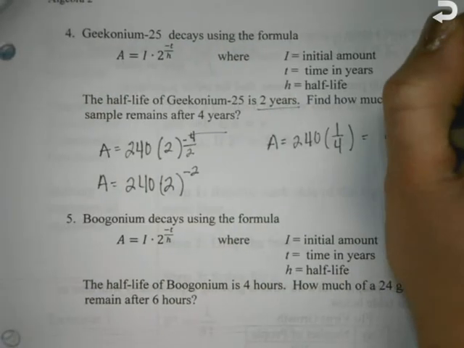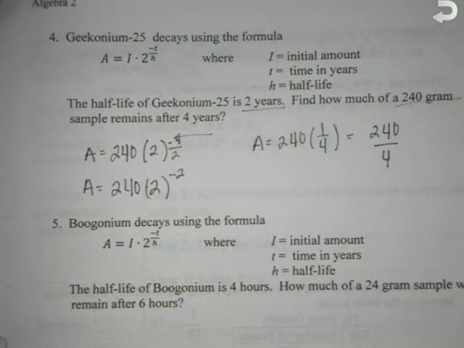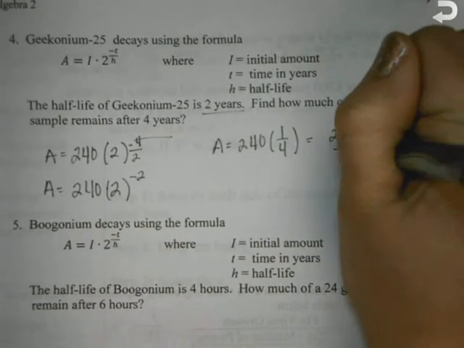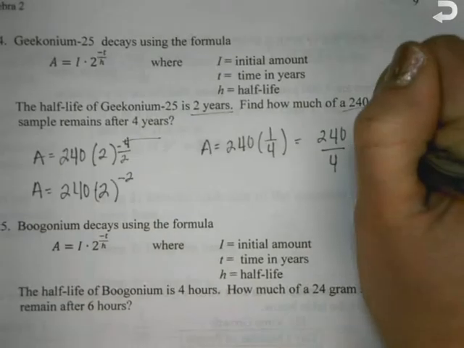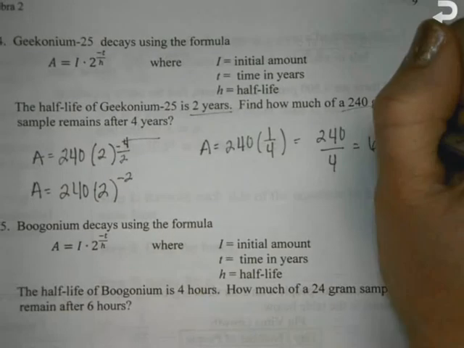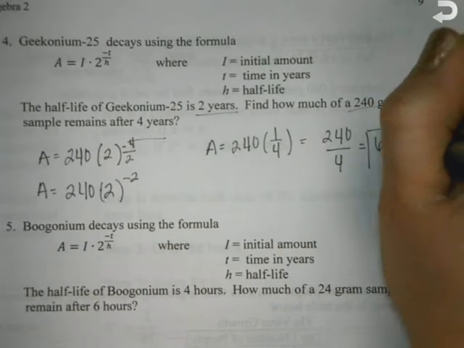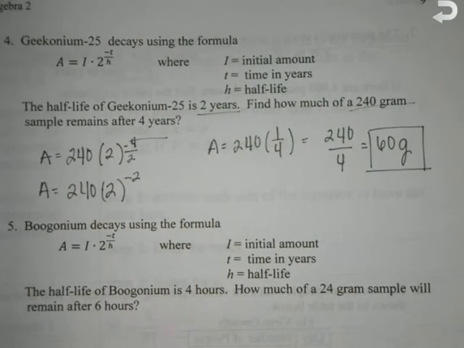How do you know it's in grams? The initial is in grams, so whatever's left is in grams. It's just whatever you started with. Okay? Yeah, so do number 5 on your own.